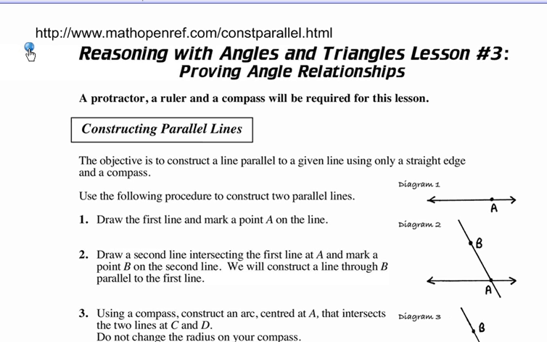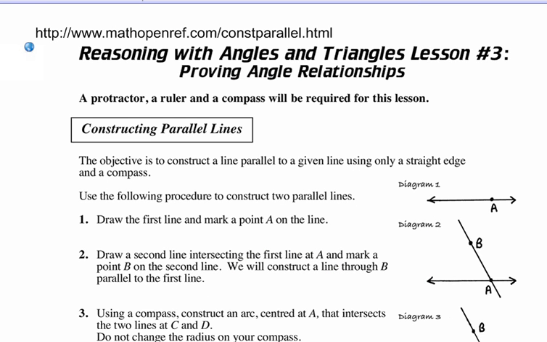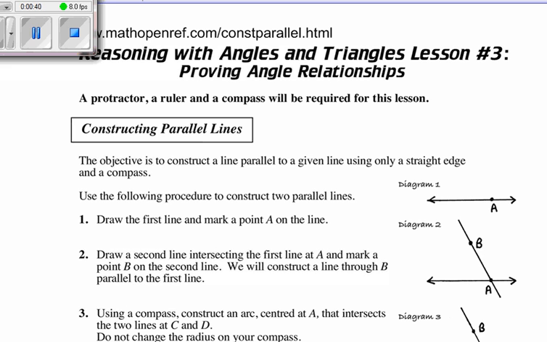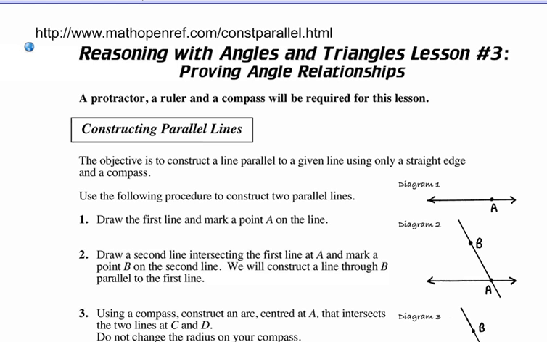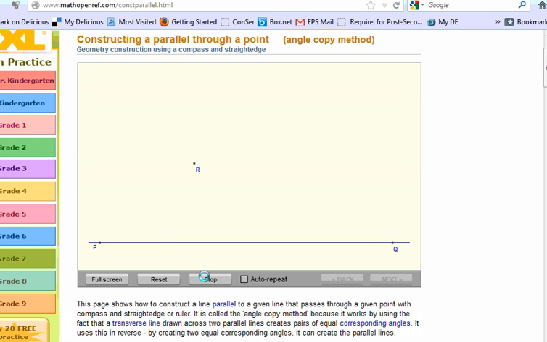Let me just pause this for a sec. I have a link that you can watch and look at. That link will help show you how to construct a parallel line using a ruler and a protractor. So here's that website right here. You can just click run and it'll begin.